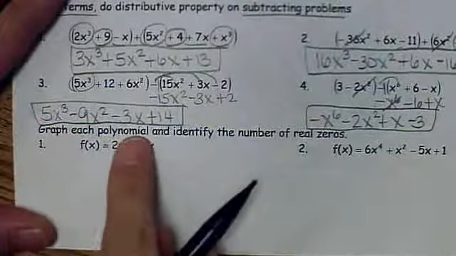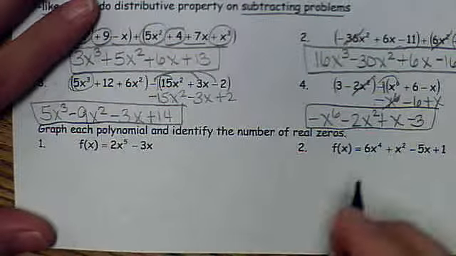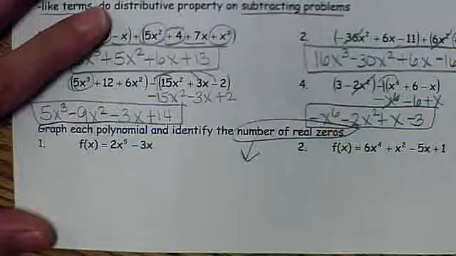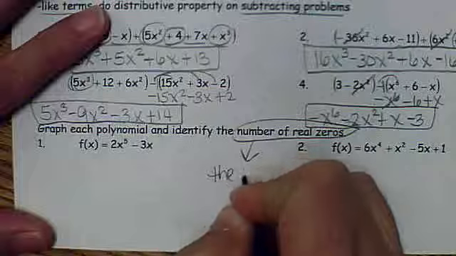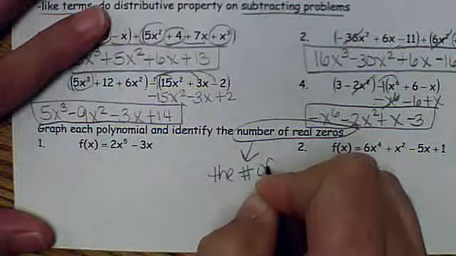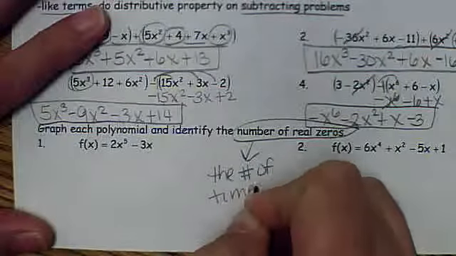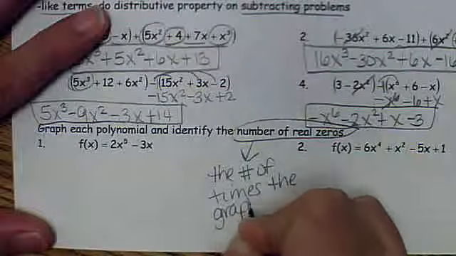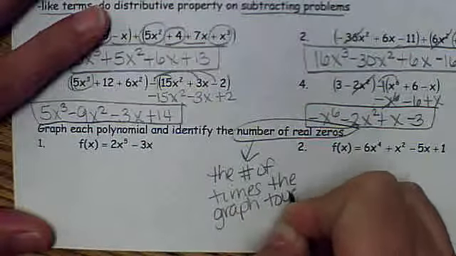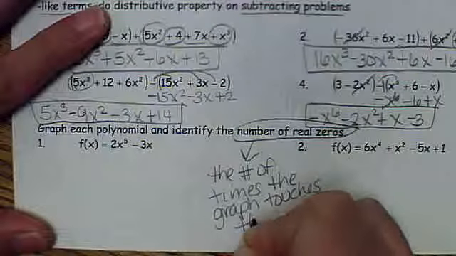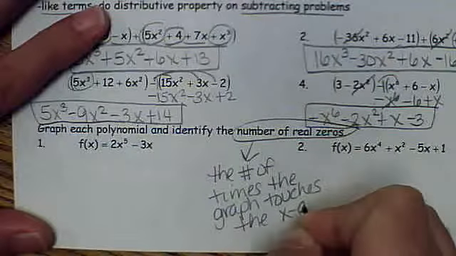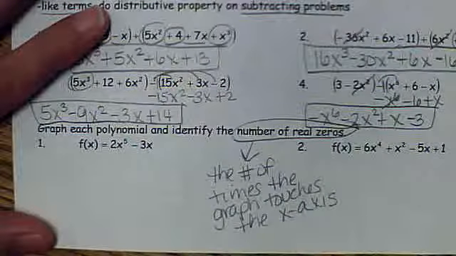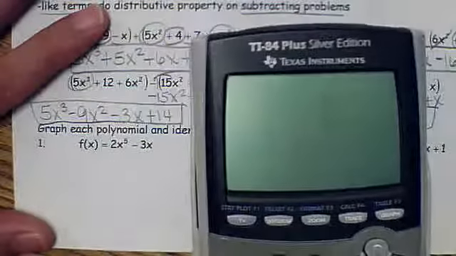Now our last section, we have to graph these polynomials and identify the number of real zeros. The number of real zeros means the number of times the graph touches the x-axis. So the number of real zeros is the number of times the graph touches the x-axis.